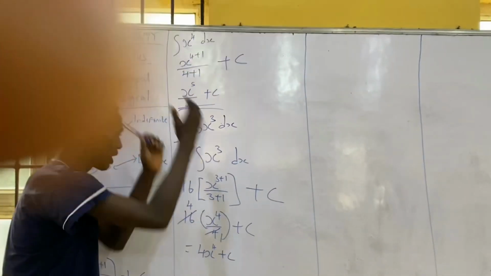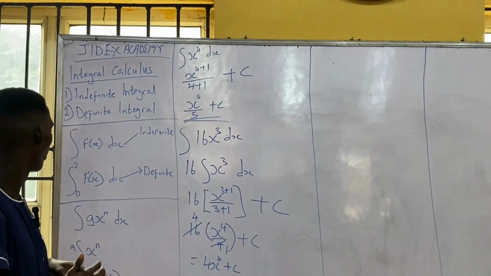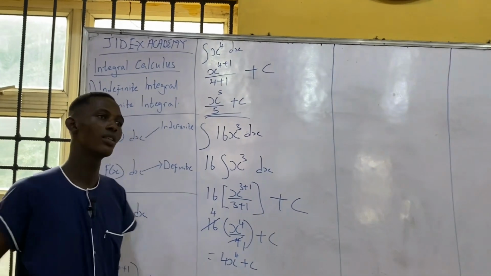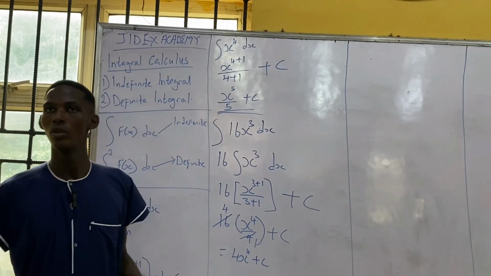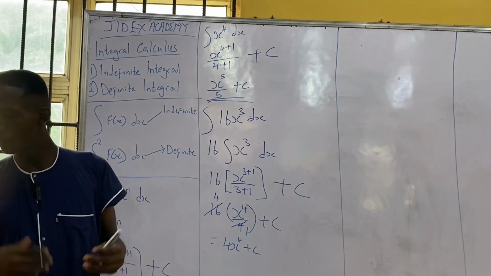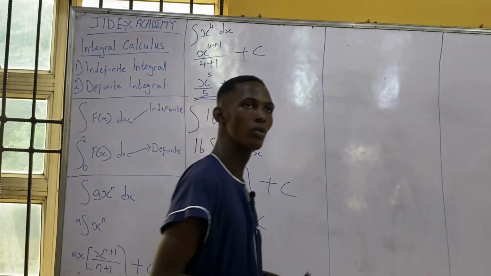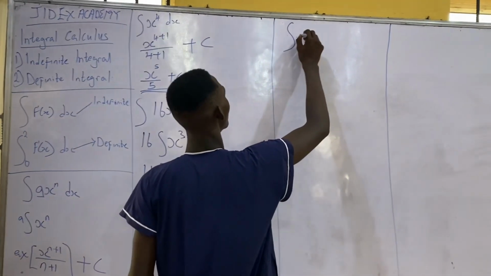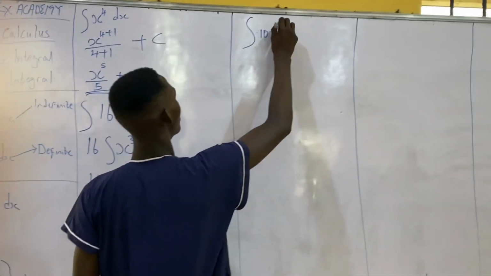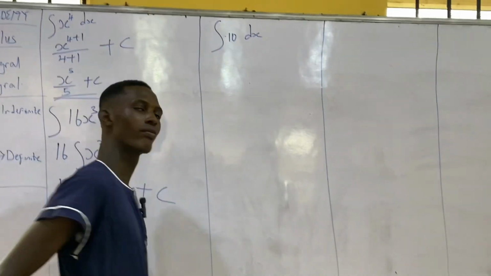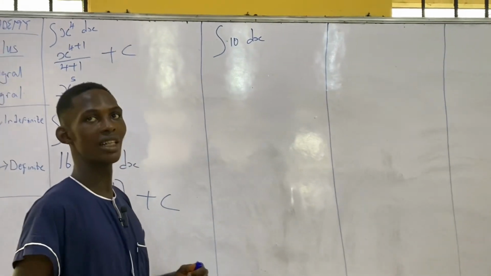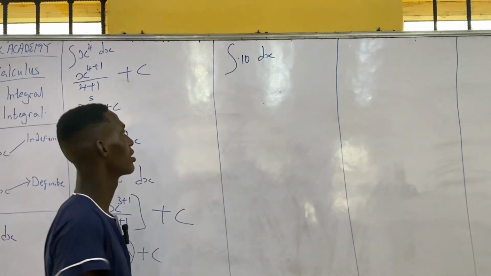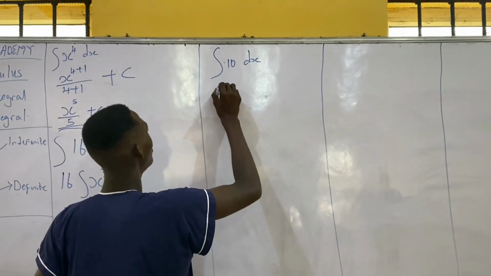So I'm sure by now you guys have understood the basic way of integrating an expression. Let's move further. Now, what if you are told to find the antiderivative of a constant? That is, let's use 10 dx. So now, how do we find the antiderivative of stuff like this? Remember, we can easily rewrite this as what?